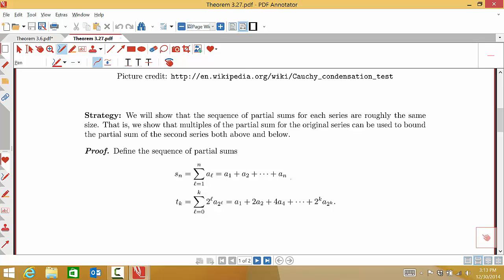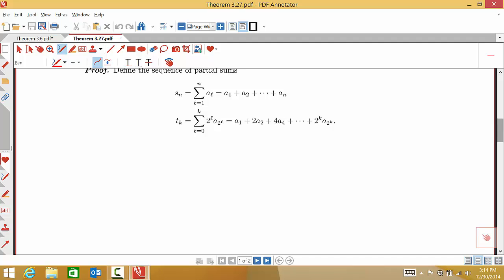We're going to start with S sub n, which is going to be the sum L equals 1 to n of A sub L. So we've got A1 plus A2 up to A_n. T sub k is going to be the sum L equals 0 to k of 2 to the L times A sub 2 to the L. So this is just A1 plus 2 times A2 plus 4 times A4 plus dot dot dot up to 2 to the k times A sub 2 to the k. Now, there are 2 different cases we need to consider here. It depends on how these 2 numbers n and k compare to each other.